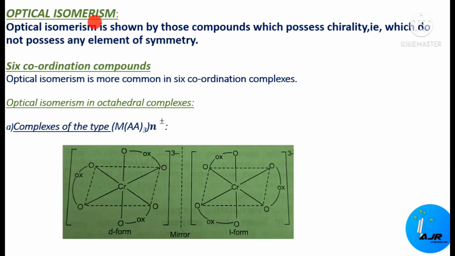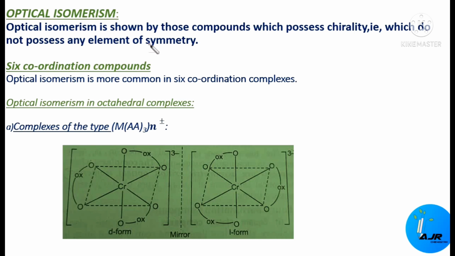Next, we shall see what is optical isomerism. Optical isomerism is shown by those compounds which possess chirality, that is, which do not possess any element of symmetry. When a molecule does not possess any element of symmetry, its mirror image is not superimposable on the molecule itself. Understood? It will not have a superimposable image. This makes the molecule optically active. Such an asymmetrical molecule can exhibit the phenomenon of optical isomerism.